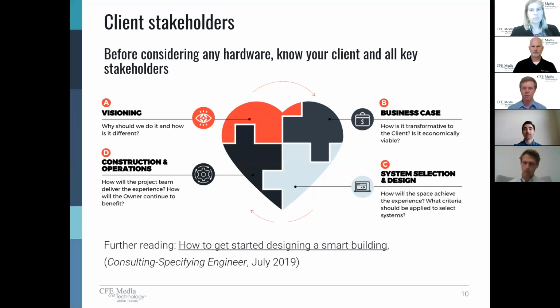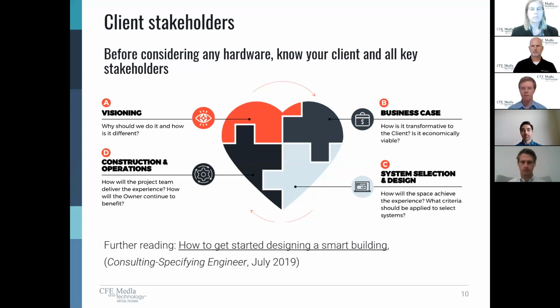What is your owner trying to achieve? Secondly, it goes to the business cases. How will this help their bottom line, help their business case for a solution that they don't currently have implemented?